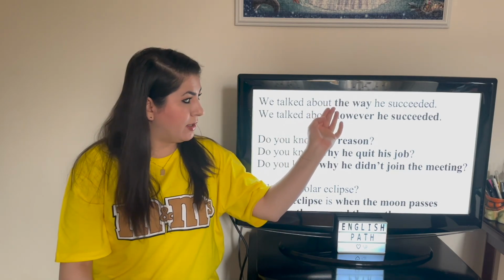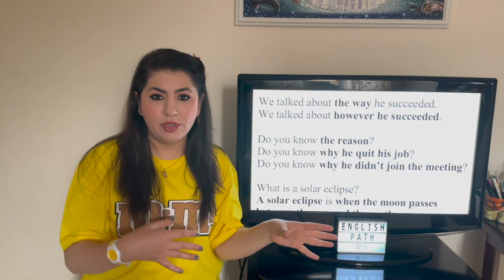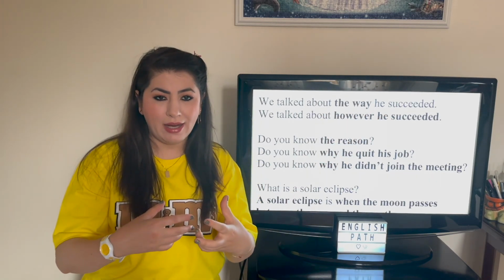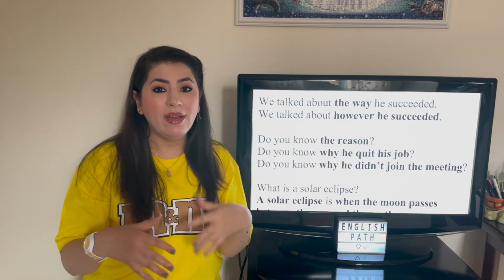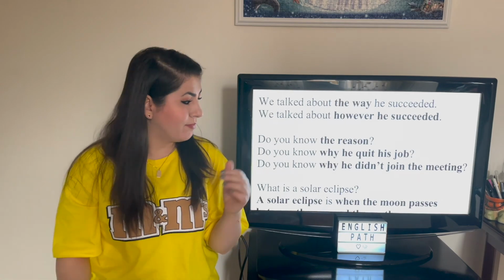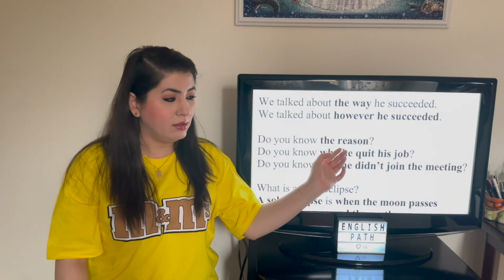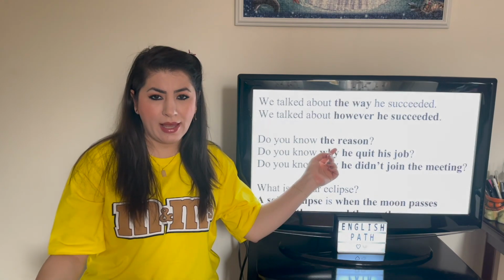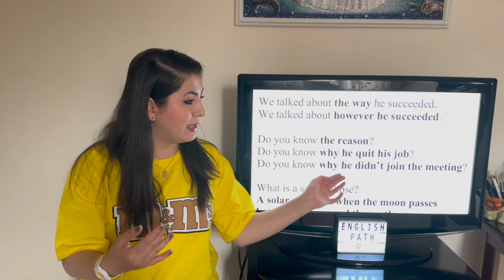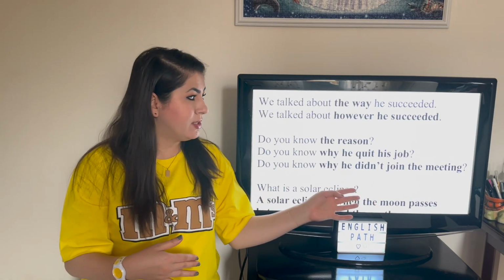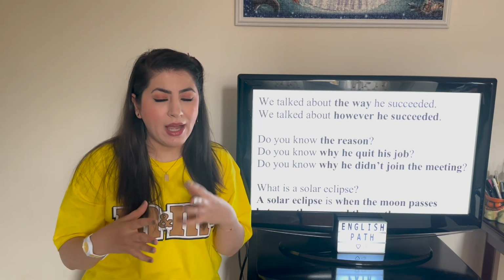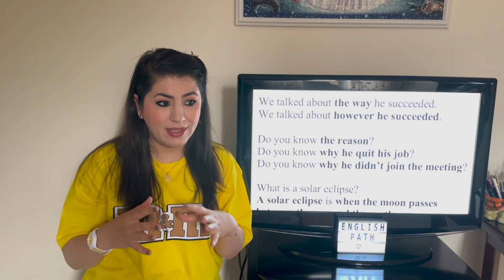About is a preposition, and the way he succeeded is the object of the preposition. The way he succeeded is a way, right? So we talked about however he succeeded or however way he succeeded. Do you know the reason? The reason is why something happens. So do you know why he quit his job? Or do you know why he didn't join the meeting? You see, these are all the different forms you can use as noun clauses. That's why I've included them to introduce you to the structure.